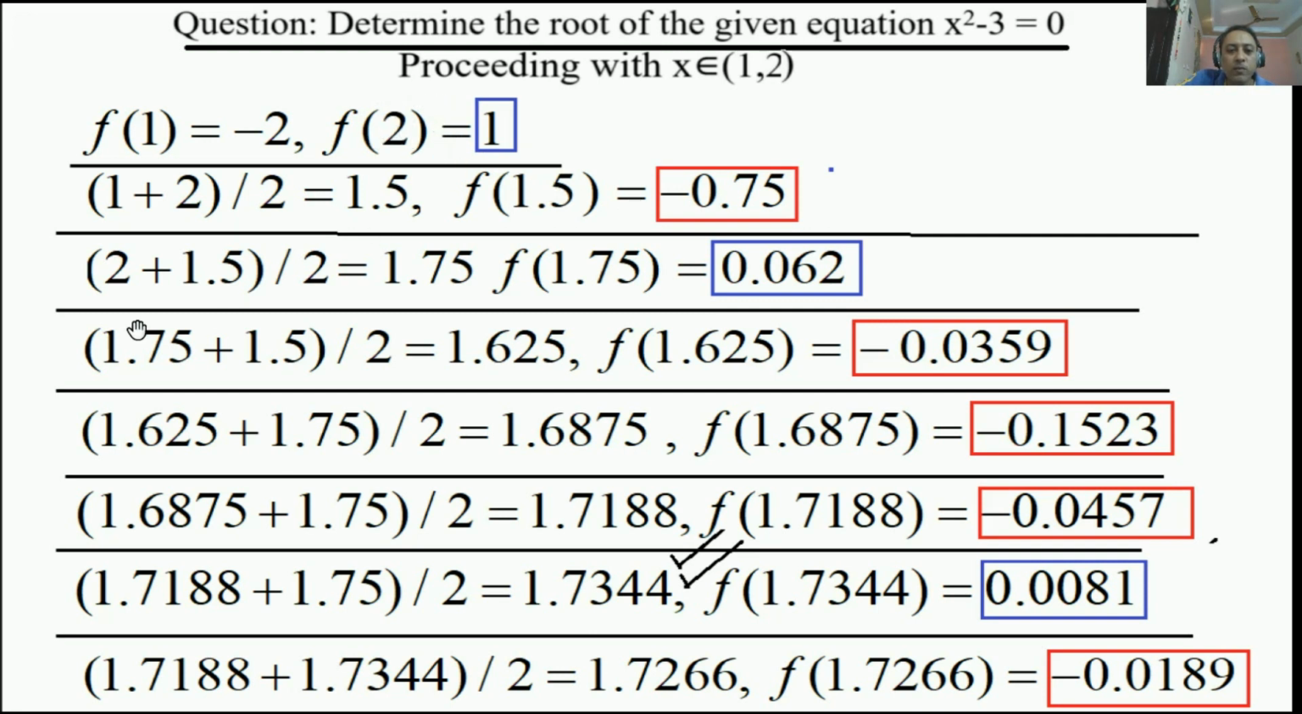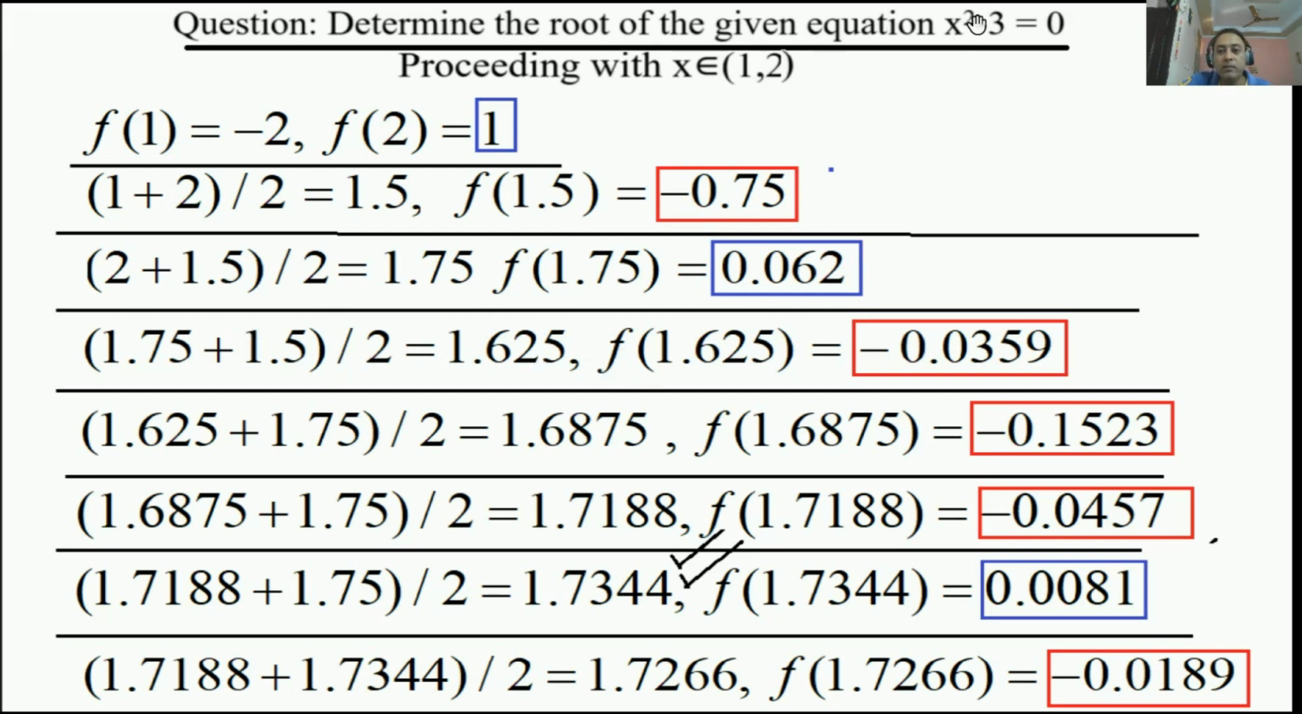So taking the average of these two numbers, (2 plus 1.5) by 2 is equal to 1.75. Okay, so f(1.75) becomes what? Putting in 1.75, I will get 0.062. So I am going closer to f(x) equals 0. Now for 1.75, f(x) becomes 0.062, and the closest number to 1.75 for which f(x) becomes negative is 1.5. So taking the average, (1.75 plus 1.5) over 2 gives 1.625.